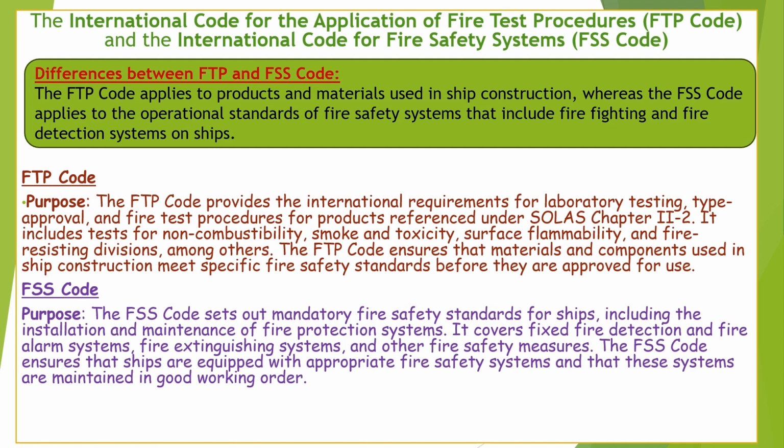FSS Code. Purpose. The FSS code sets out mandatory fire safety standards for ships, including the installation and maintenance of fire protection systems. It covers fixed fire detection and fire alarm systems, fire extinguishing systems, and other fire safety measures. The FSS code ensures that ships are equipped with appropriate fire safety systems and that these systems are maintained in good working order.